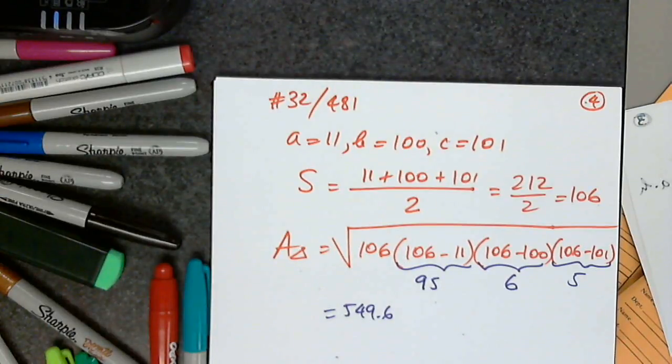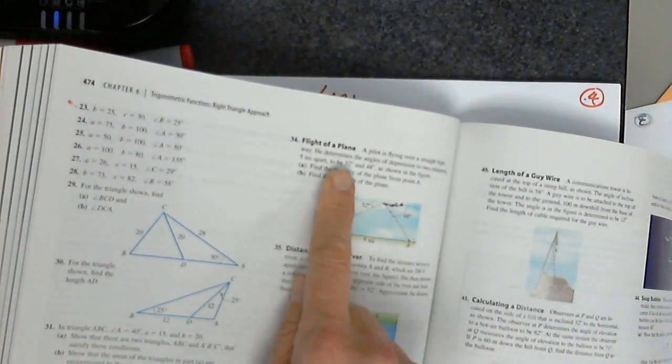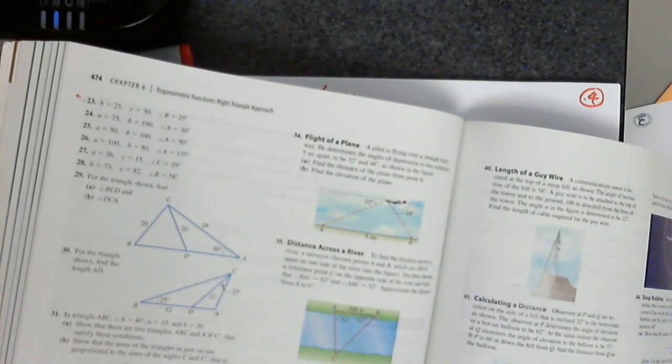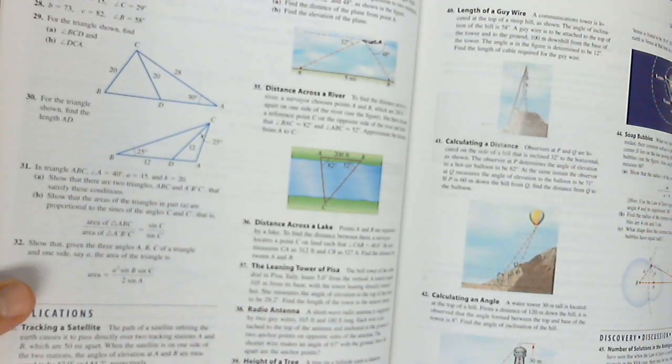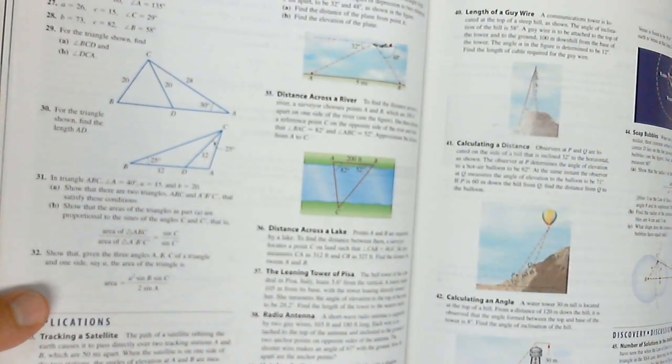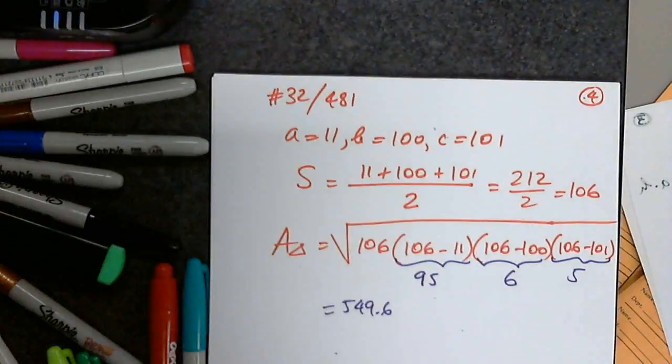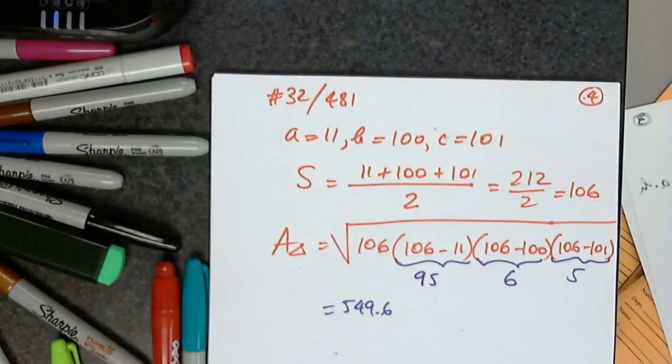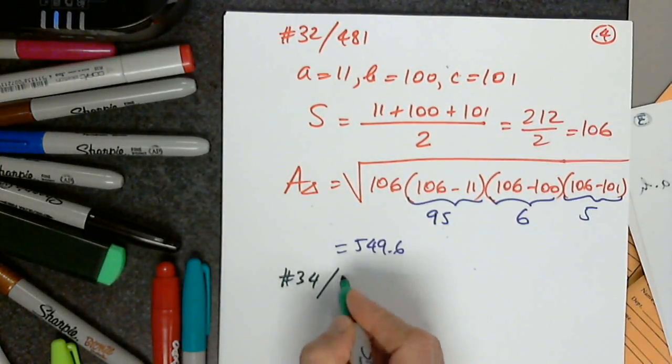The flight of a plane, distance across a river, distance across a lake, so it's the same thing. Height of a tree. Any preference? No preference? I'm on page 474. We did not get the chance to practice or look at word problems with the law of sines. Okay, let's see the flight of a plane. So 34 on page 474.